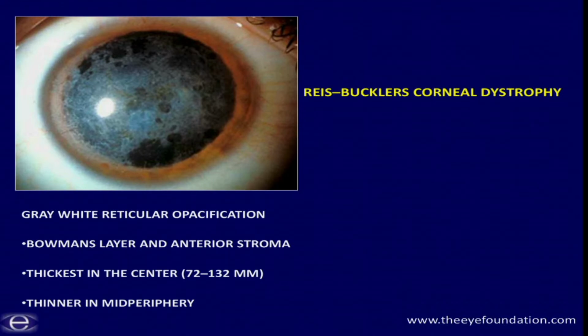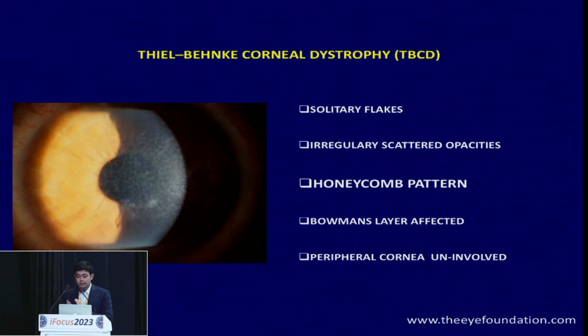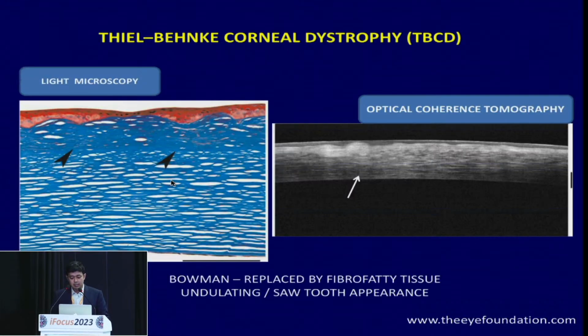Now Reis-Bücklers and Thiel-Behnke typically involve the Bowman's and the sub-Bowman's area. In Reis-Bücklers, you have a typical grayish white reticular opacification involving the Bowman and anterior stroma. Again, it is thick in the center and reduces as we go into the periphery. In Thiel-Behnke, you have this typical honeycomb pattern as we call it, and basically the Bowman's layer or the basement membrane is replaced by a fibrofatty tissue, and this can be seen as an undulating pattern, and you can see it on ASOCT as well.